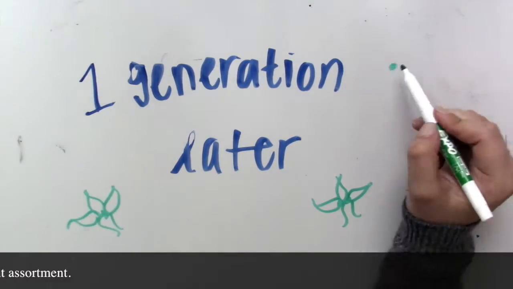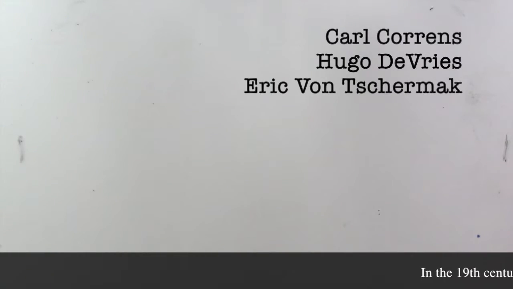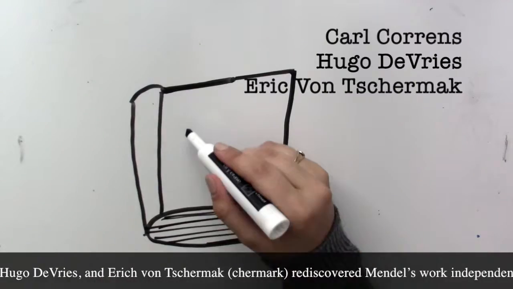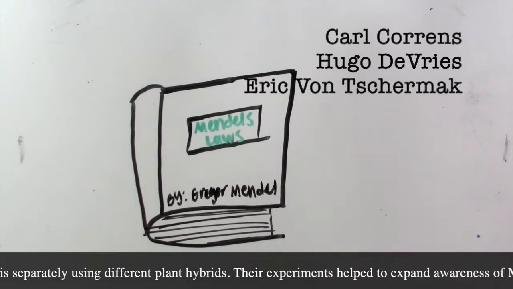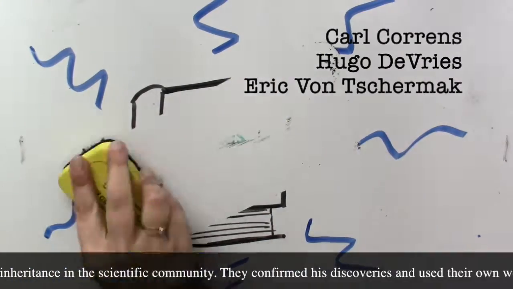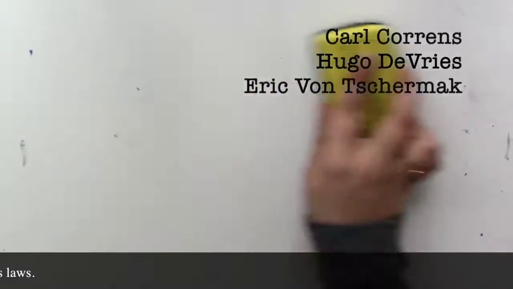In the 19th century, Karl Correns, Hugo de Vries, and Erich von Tschermak rediscovered Mendel's work independently. They did this separately using different plant hybrids. Their experiments helped to expand awareness of Mendel's laws of inheritance in the scientific community. They confirmed his discoveries and used their own work to support his laws.